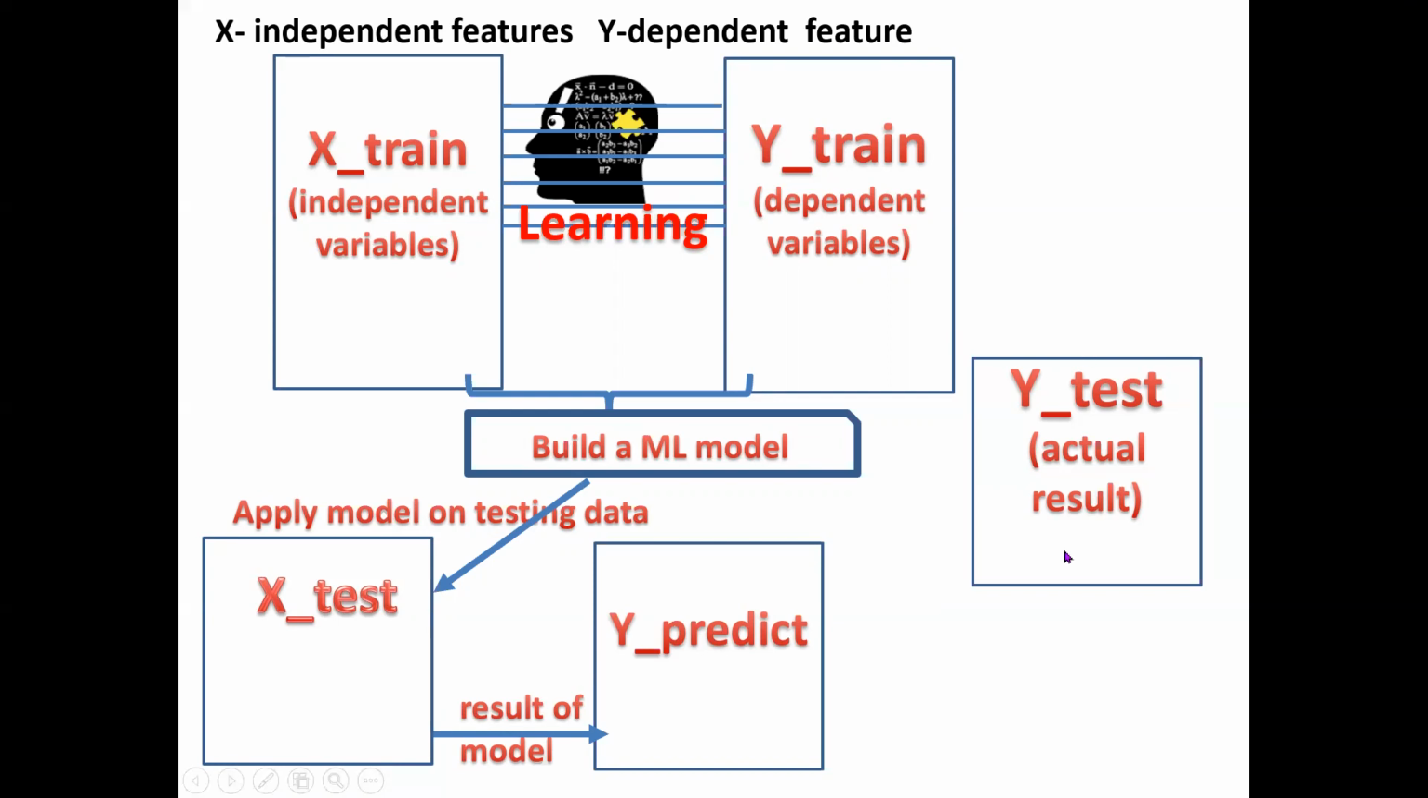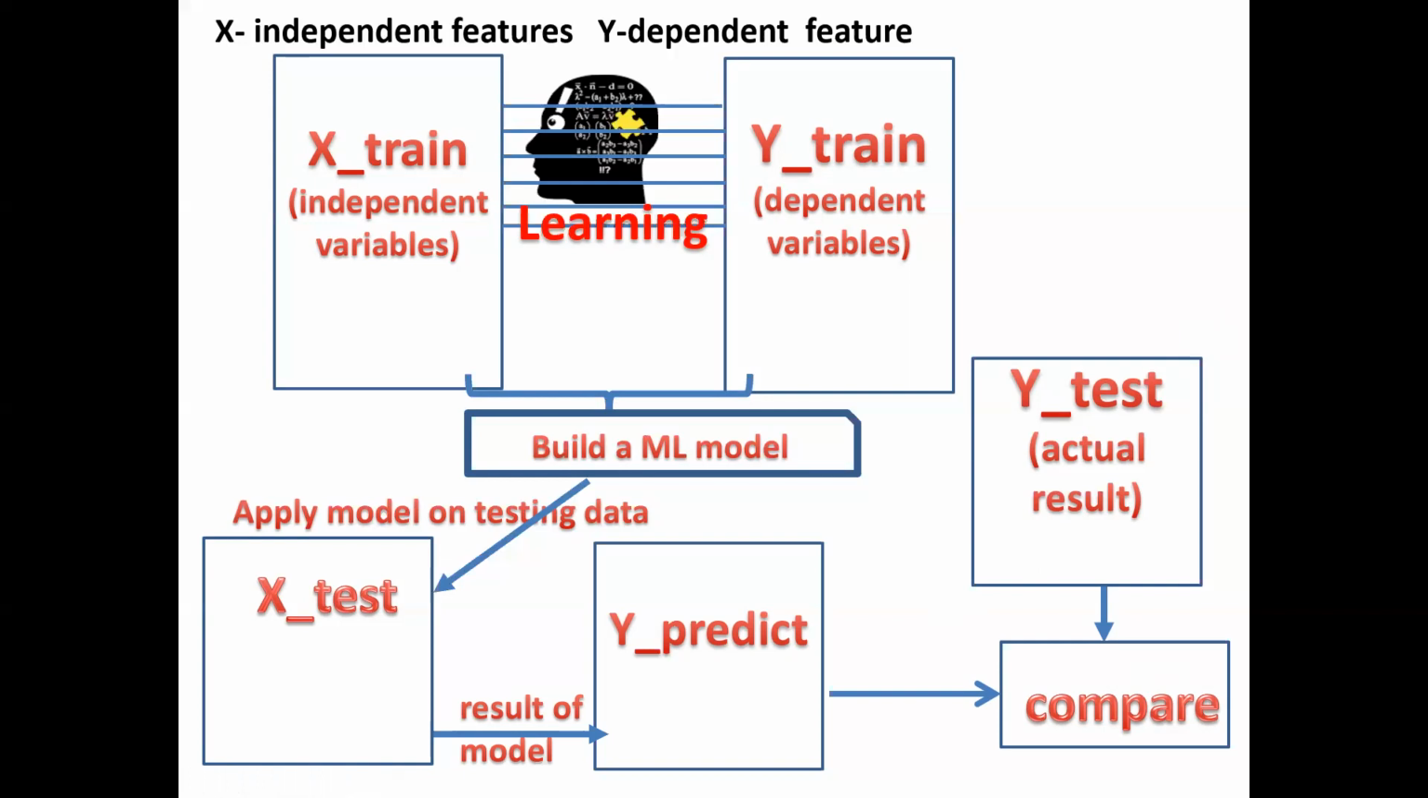We have the actual labels, that is y_test. So the actual answers are y_test, and the algorithm's predicted answers are y_predict. We will compare these two. If more comparisons are good, that means actual and predicted match, then the algorithm performance is good. That can be measured using some measures which we will discuss in later sessions.